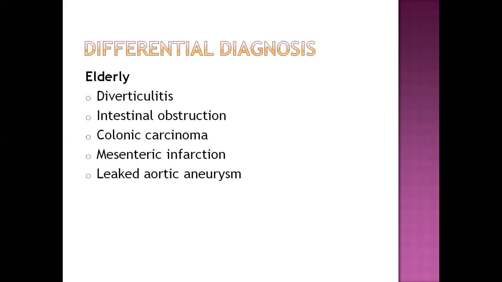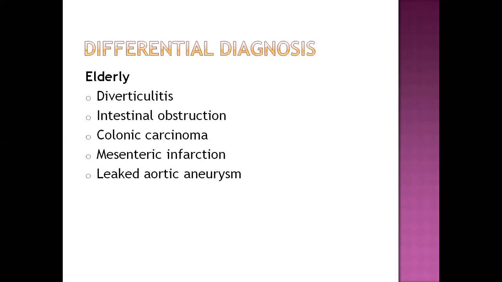Intestinal obstruction: the patient will have abdominal pain and vomiting, which is more profuse than in appendicitis, and clinical examination may reveal abdominal distension, palpable bowel loops, or other features of intestinal obstruction. Colonic carcinoma may also mimic the clinical features of appendicitis. Usually a cecal or ascending colon growth may be confused with appendicitis.